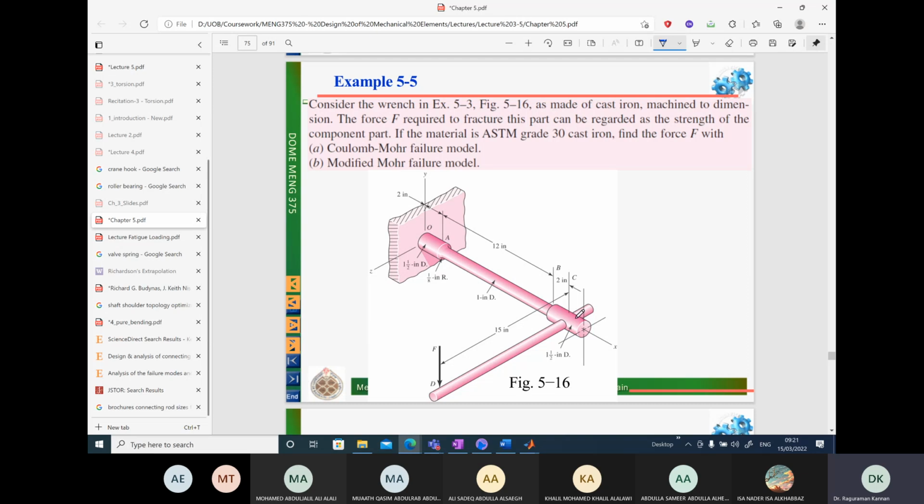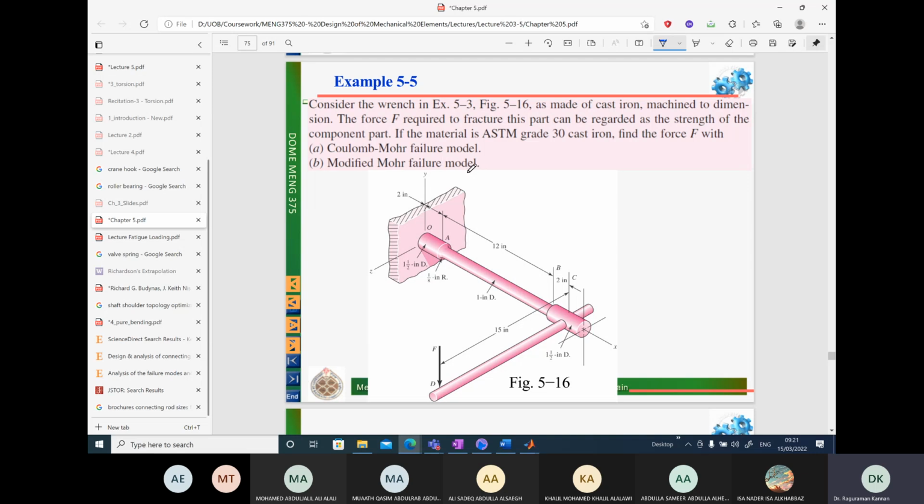Let's continue with another problem here. Here we have a wrench, just like one of the previous problems we have solved. It is made out of cast iron, machined to dimension. The force F required to fracture this part can be regarded as the strength of the component part. If the material is ASTM grade 30 cast iron, a brittle material, find the force F with the Coulomb-Mohr failure model and the modified Mohr failure model.